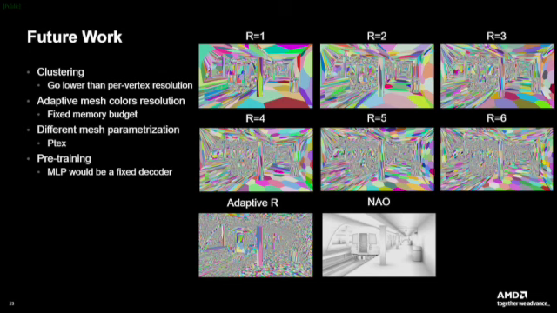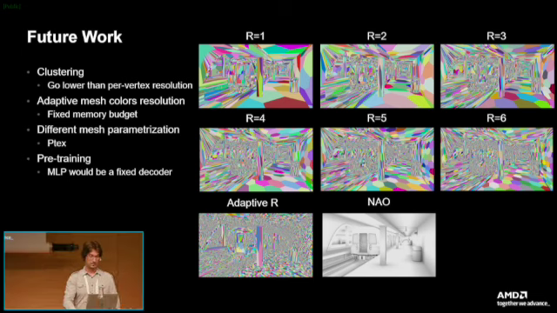So for the future work, we want to do what we call clustering. For very finely tessellated geometry, even the per vertex feature vectors are too much, so we want to do per cluster. Don't know how yet, but it needs to be done. We want to do some adaptive mesh colors allocation to the scene. I think it would be nice to say we have a fixed budget of 100 megs for this, and just distribute my feature vectors in the scene where they will be useful.